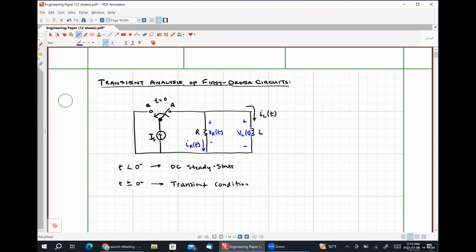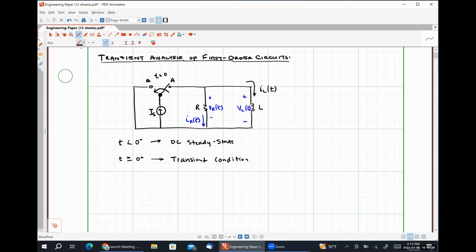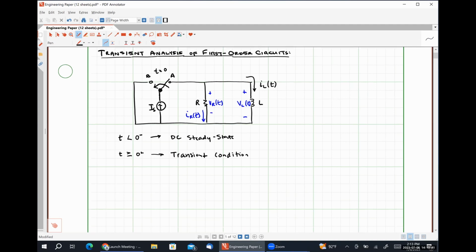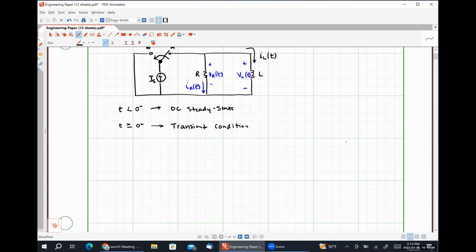Okay. So let's identify a couple of important points, right? So we have an understanding right now, T is less than zero minus, we're at DC steady state, T greater than zero plus, which is the moment in time after the switch has changed state, we're in a transient condition. Let's analyze the circuit at T is equal to zero minus specifically.